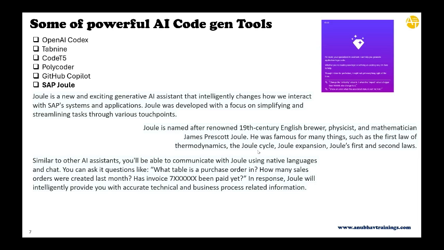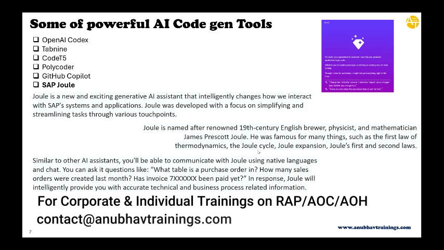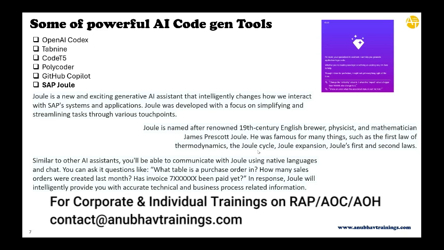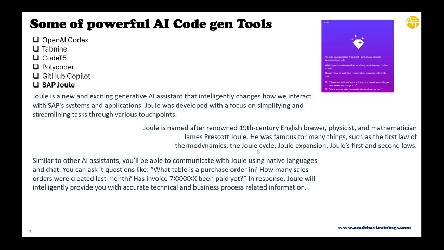Similar to other AI assistants, you'll be able to communicate with Joule using native languages and chat. Just the way I'm talking to you, the same way you can talk to Joule. And you can ask questions like, what table is a purchase order in? How many sales orders were created last month? Has invoice number been paid yet? In response, Joule will intelligently provide you the accurate technical and business process related information. For example, I can ask Joule to write a query for me to select the top 10 customers by their ranking in sales, and Joule will be able to do that for me.